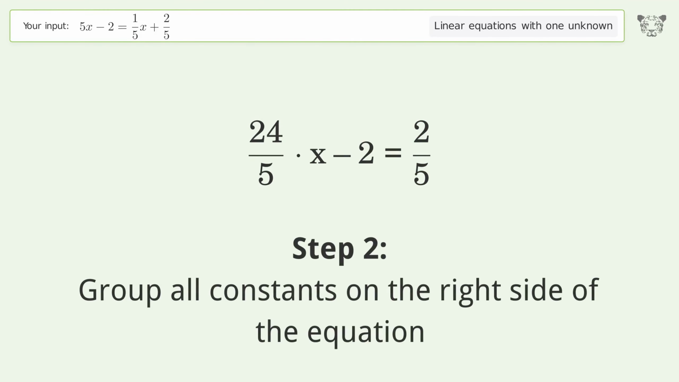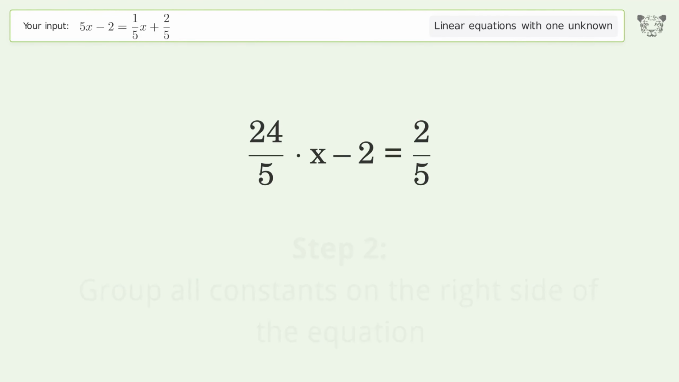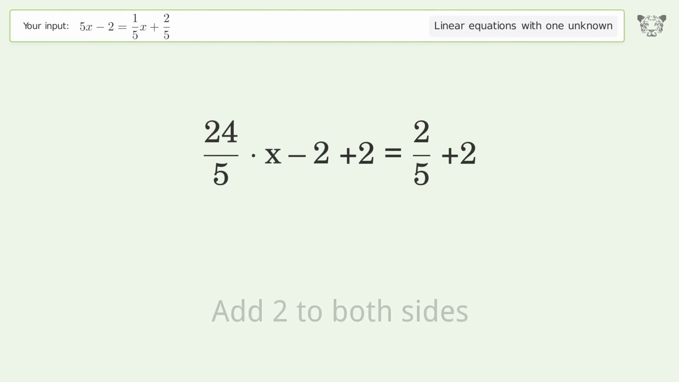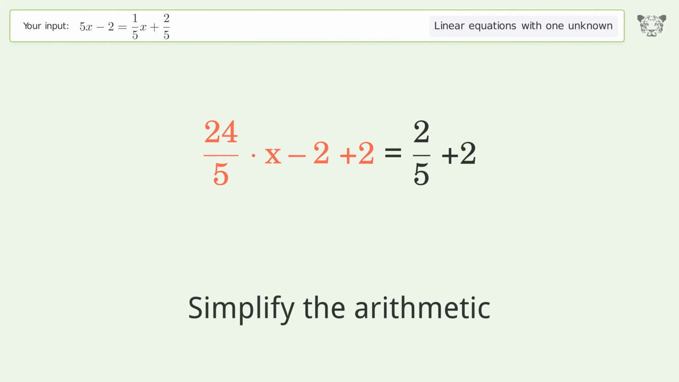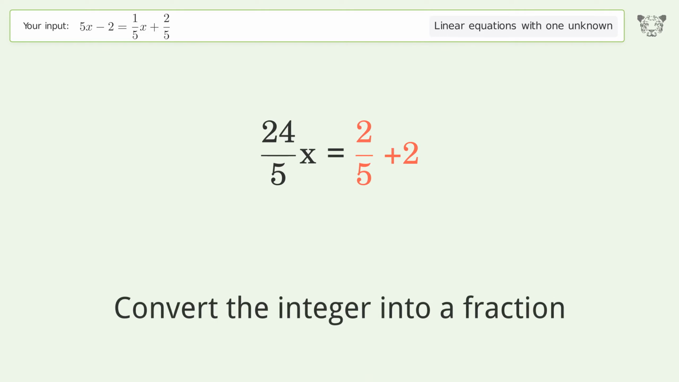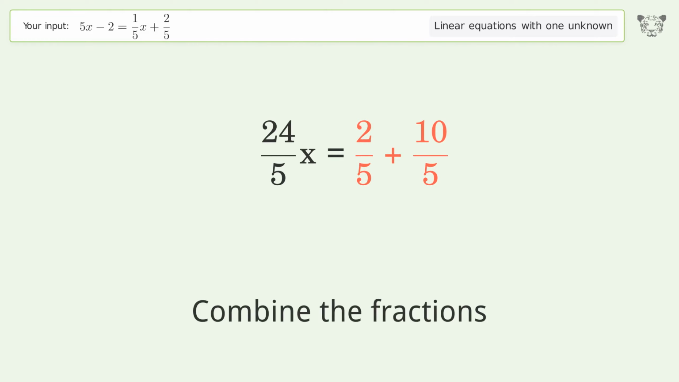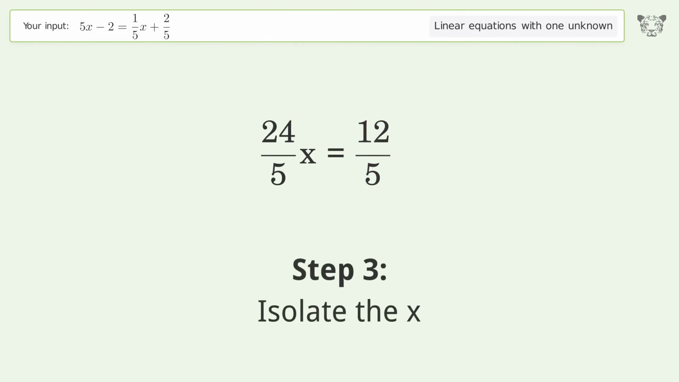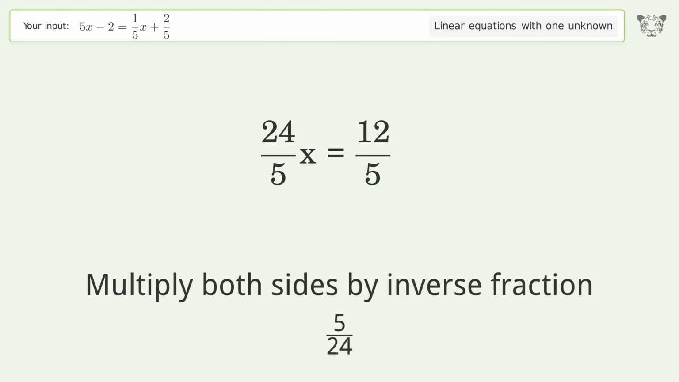Group all constants on the right side of the equation. Add 2 to both sides. Simplify the arithmetic. Convert the integer into a fraction. Combine the fractions. Combine the numerators. Isolate the x. Multiply both sides by inverse fraction 5 over 24.